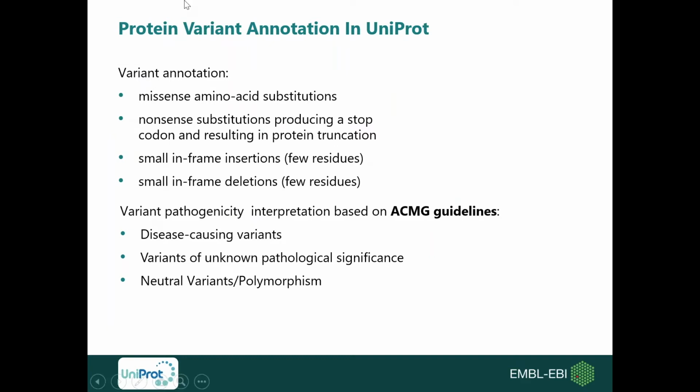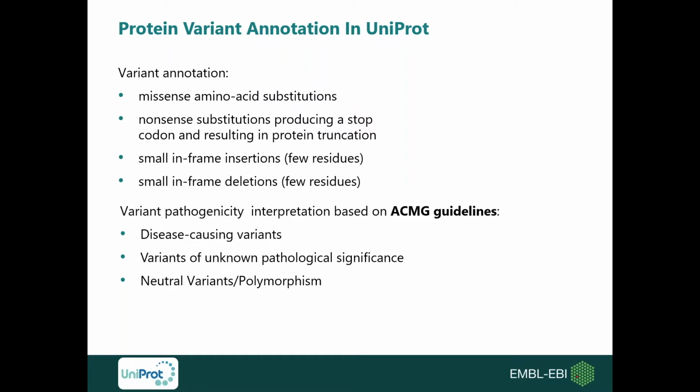These following variants are annotated in UniProt. We annotate functional variants, that is mutations in the coding region of the gene, including missense amino acid substitutions, nonsense substitutions producing a stop codon, small in-frame insertions, and deletions.